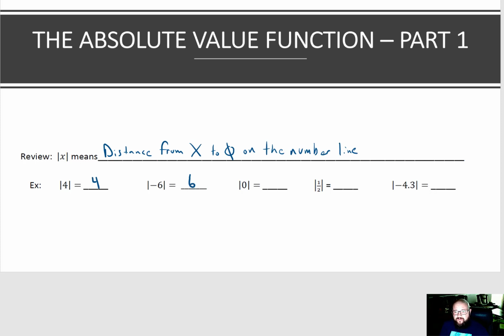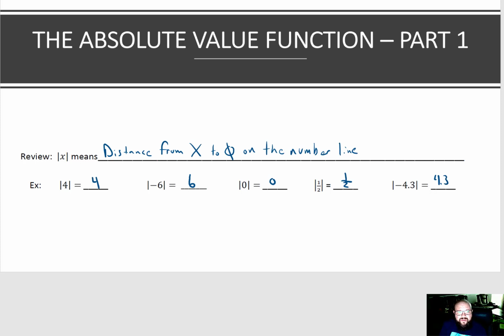Absolute value of 0, what's a positive value, right? 0. So it's just 0. Absolute value of 1/2. Still just going to be 1/2. It's just the positive of the value inside. And then the absolute value of negative 4.3. So the distance we're going to worry about there is going from 0, it's 4.3 away. So positive value of 4.3. Okay, so there's a little bit of review with that.